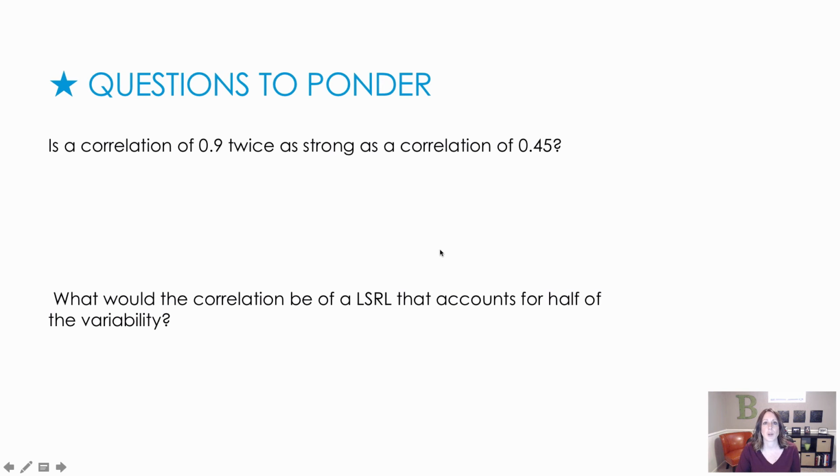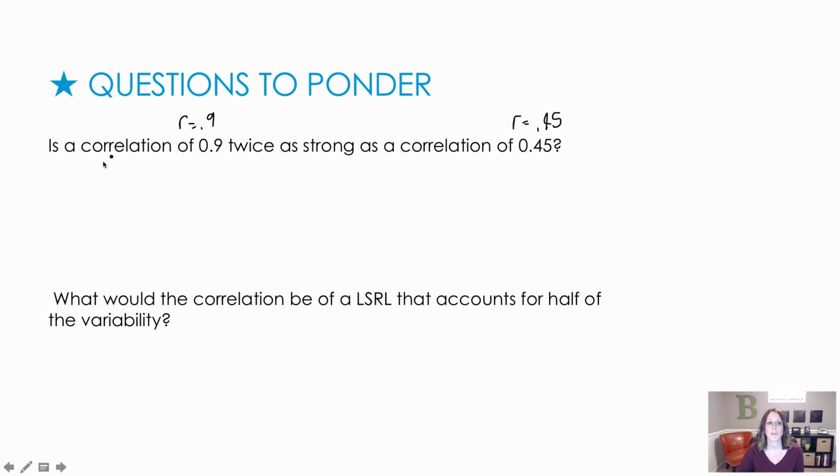A couple of questions I want you to think about. I want you to press pause and try both of these questions and then press play to check your work. For the first, it says, is a correlation of 0.9 twice as strong as a correlation of 0.45? So this is saying R is 0.9 and R is 0.45. Well, if we're looking just at the correlation coefficient, yes, obviously if I took this times 2, I get 0.9.